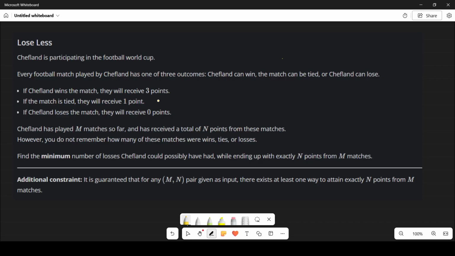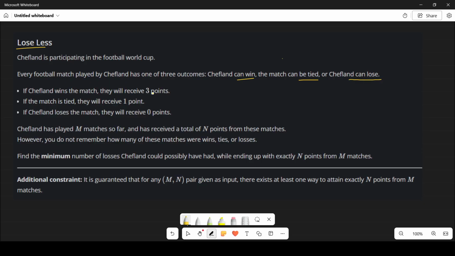I am Aniket and today we will discuss a problem from a CodeChef contest, that is Lossless. Let's read the problem. Sheffland is participating in the Football World Cup. Every football match played by Sheffland has one of three outcomes. Sheffland can win, the match can be tied, or Sheffland can lose.